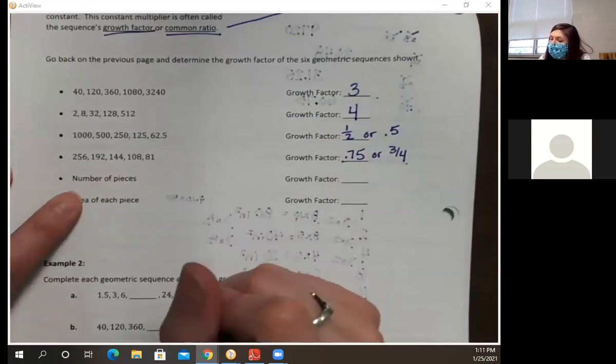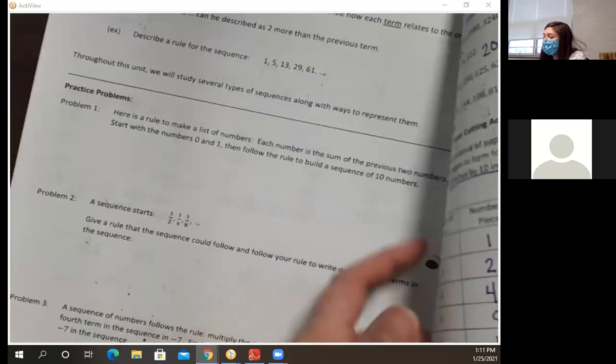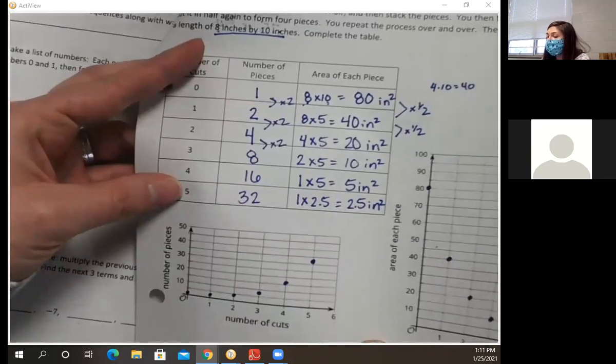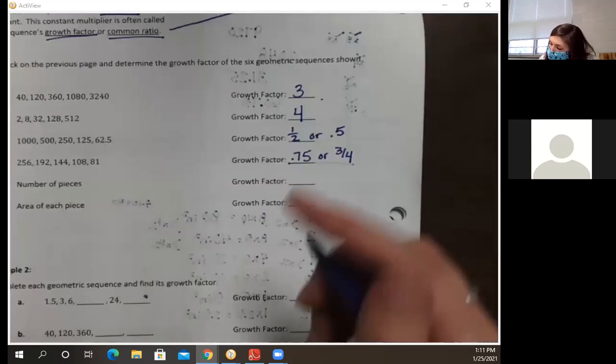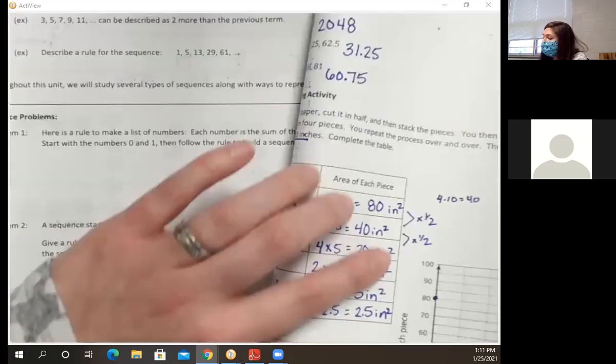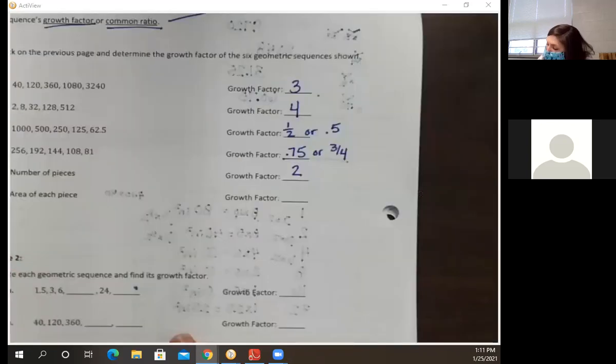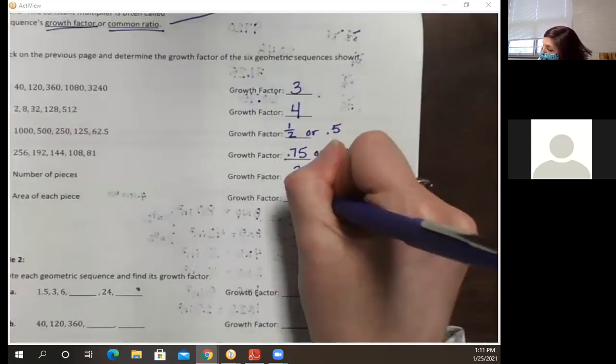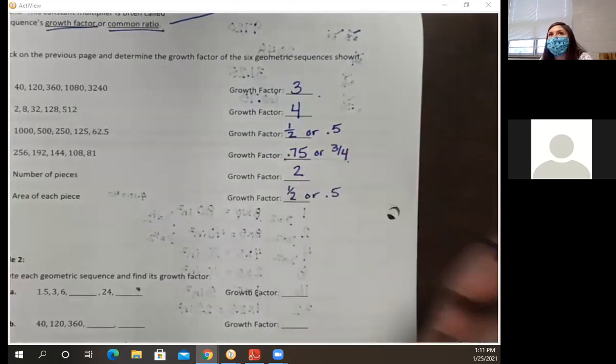And then what about our number of pieces? So if I flip back to the last page, I multiplied by 2. And how about our area? Yeah, we cut this in half each time. We multiplied by a half. Or again, 0.5 is the same thing.